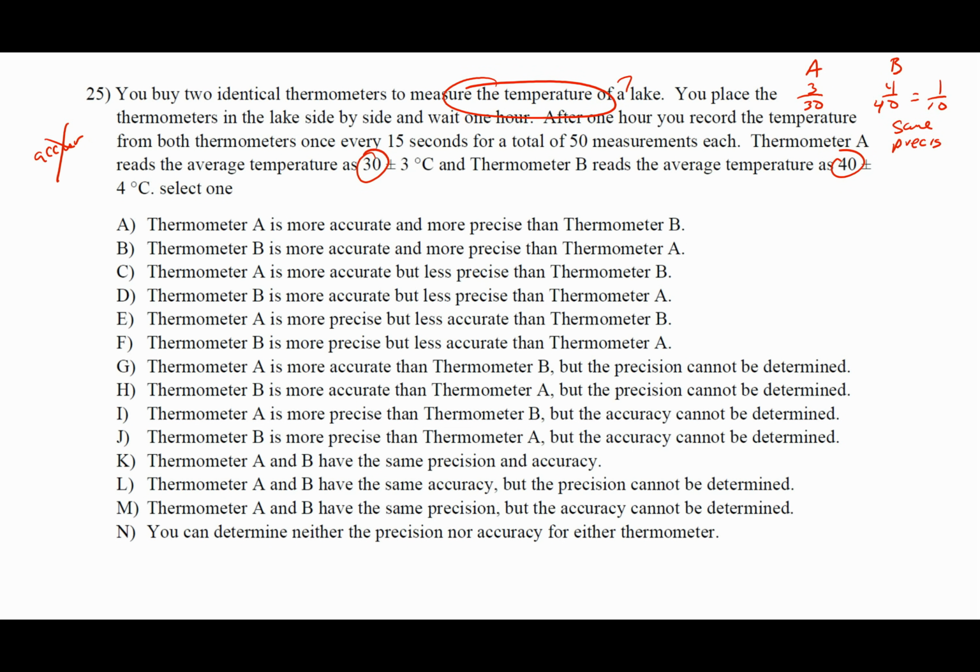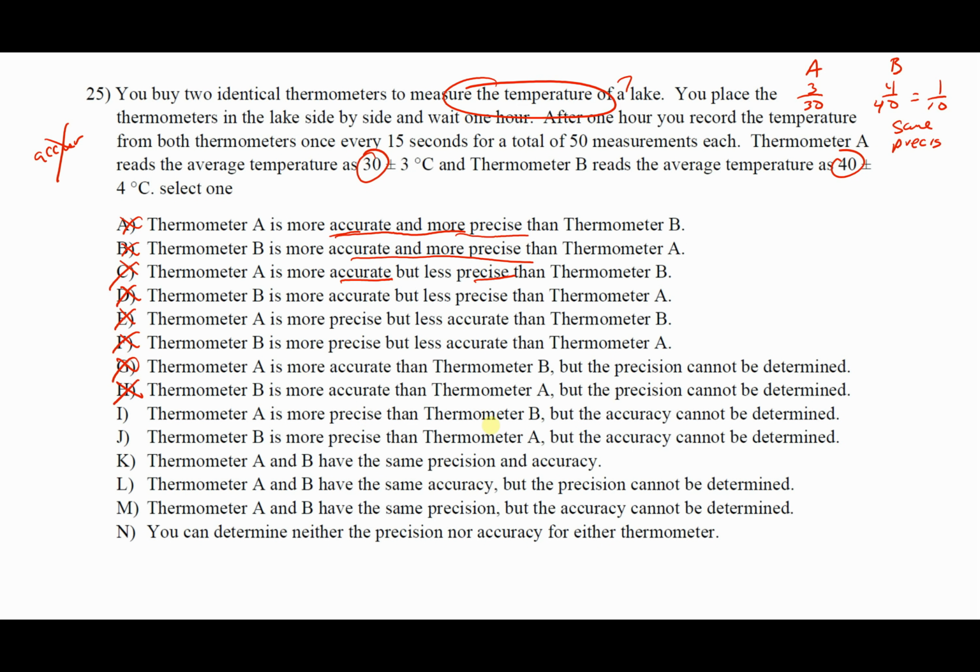Accuracy cannot be calculated. Okay, so let's read through these. Thermometer A is more accurate and more precise. Nope. Thermometer B is more accurate and precise. Nope. Thermometer A is more accurate but less precise, right? We can't talk about accuracy. Thermometer B is more accurate but less precise. No, we can't talk about accuracy. Thermometer A is more precise but less accurate. No, still can't talk about accuracy. Thermometer B is more precise and less accurate. No, can't talk about accuracy. Thermometer A is more accurate than thermometer B, but precision can't be determined. Nope, can't talk about accuracy. Thermometer B is more accurate than thermometer A, but precision can't be determined. Nope, can't talk about accuracy.